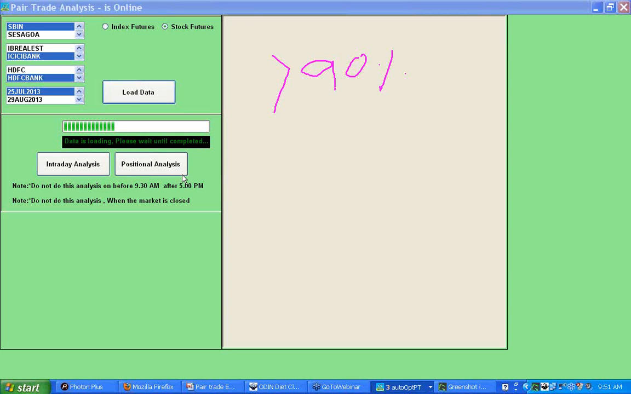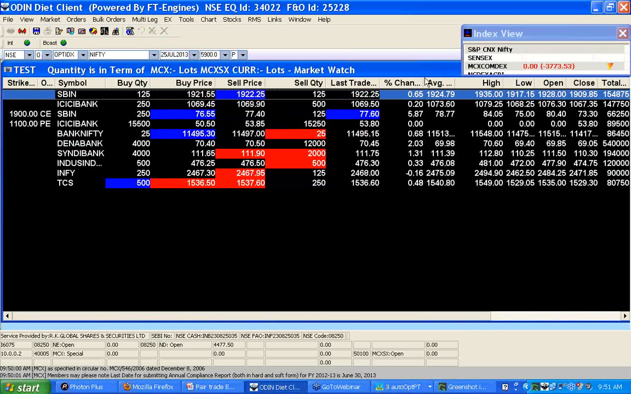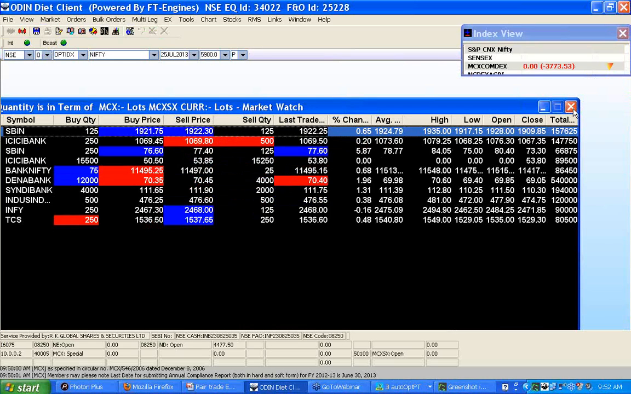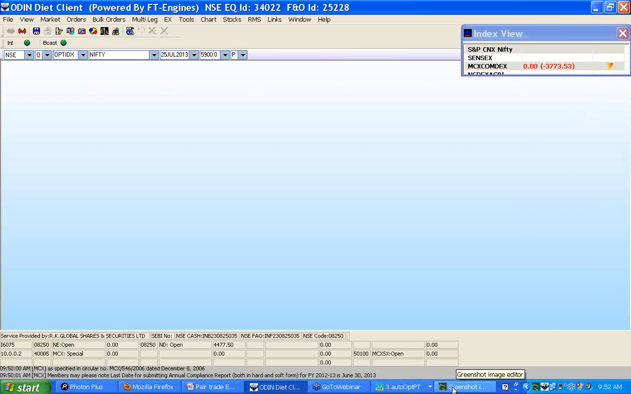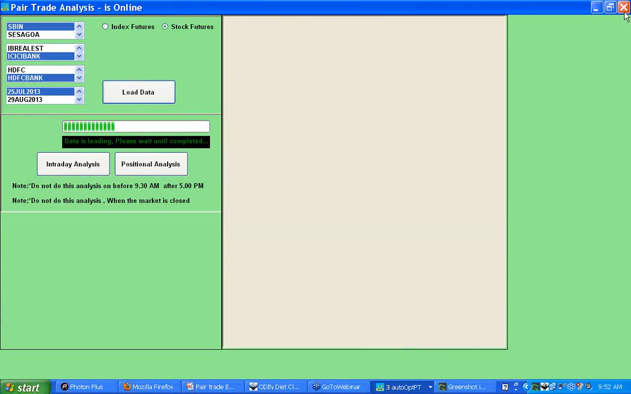Let me load this data. Once this data loads, then we can proceed. Because we are in the live streams, let me close this screen so that the data loading will happen somewhat quicker.